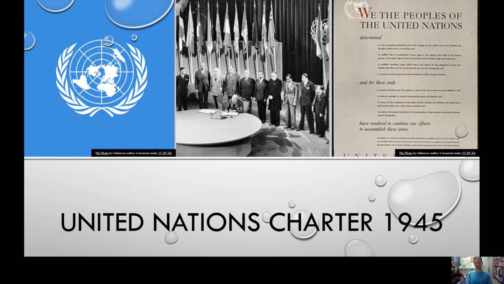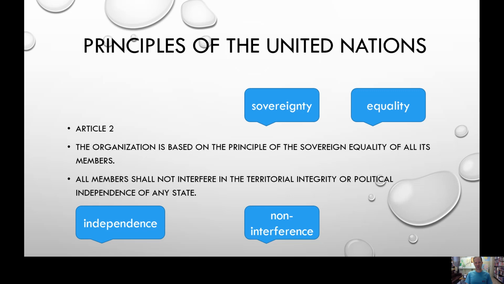And this is also in the United Nations Charter, which was signed in 1945 at the end of World War II. And the United Nations has some principles which it uses to guide its action. And these are set out in Article 2 of the Charter. And these are two parts of Article 2.